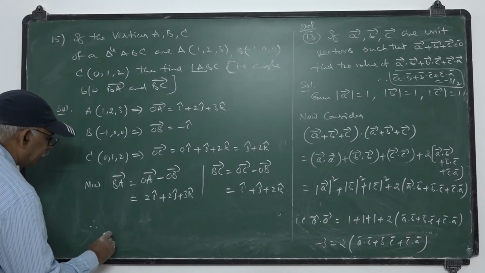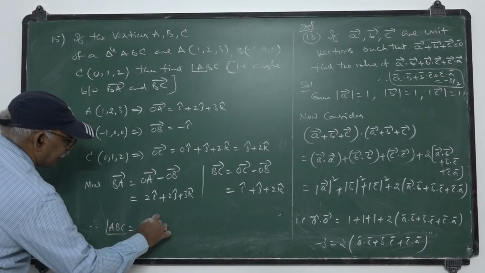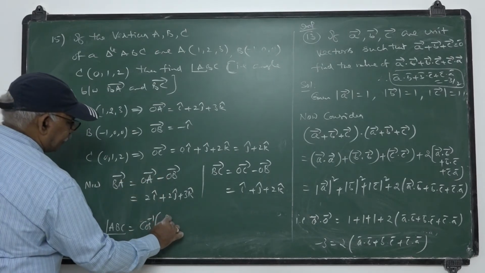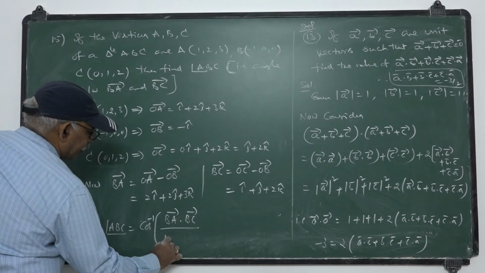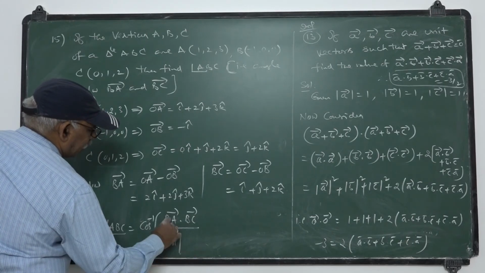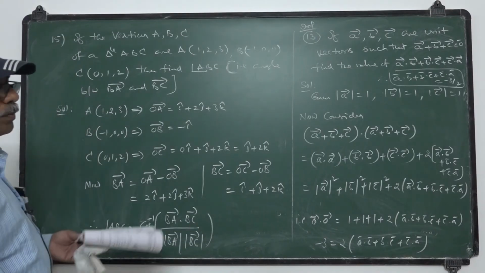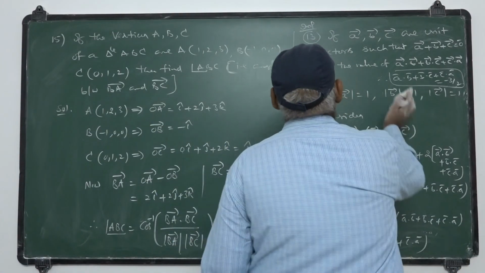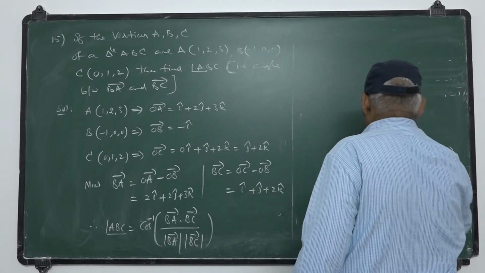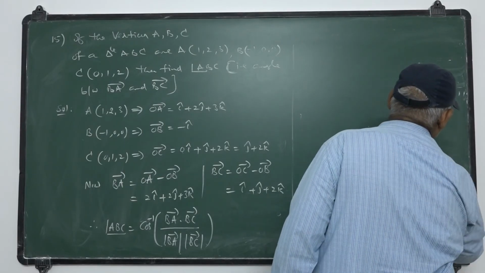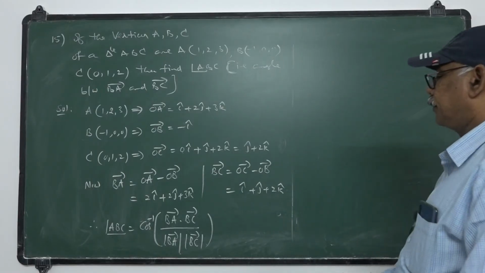Now angle ABC is cos inverse of the angle between these two vectors. Hence BA bar dot BC bar by their magnitudes, the dot product of the vectors divided by their magnitudes, gives us the cosine of the angle between the vectors. Take the dot product of BA and BC and the magnitudes of BA and BC here to get the angle between BA and BC. That means angle ABC.